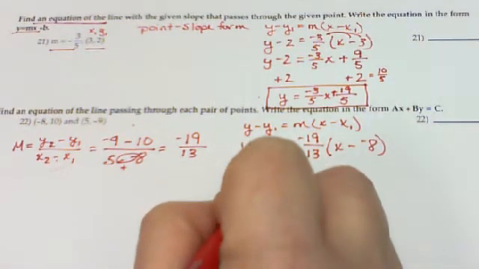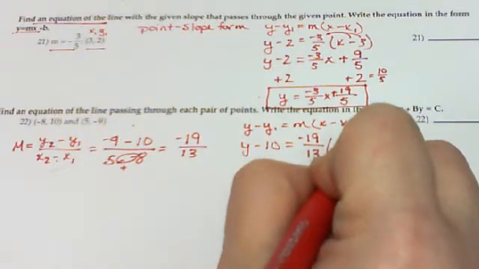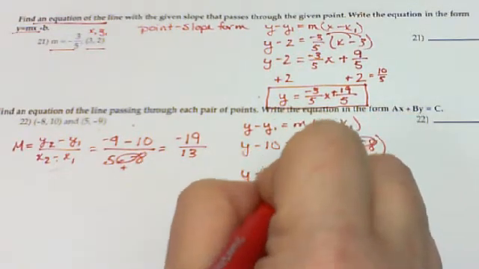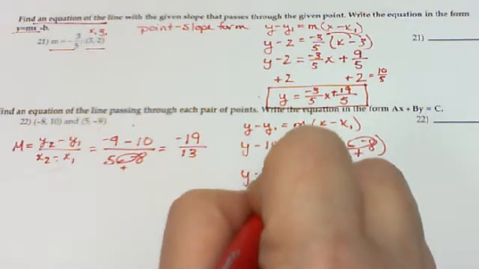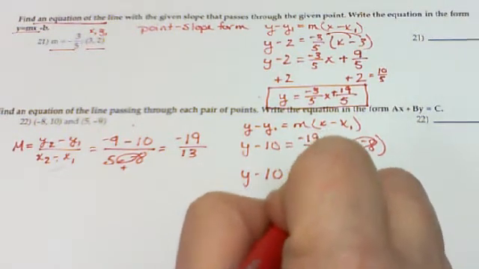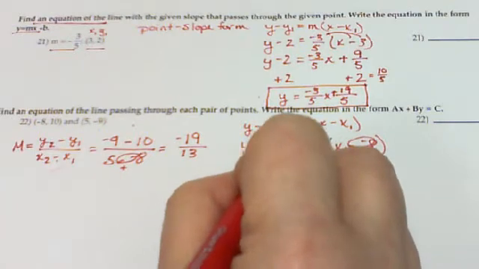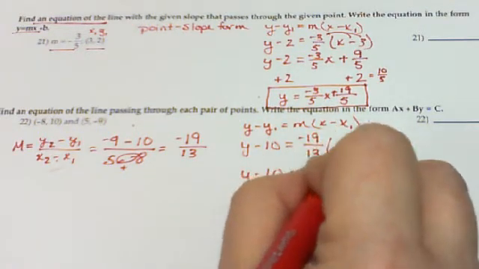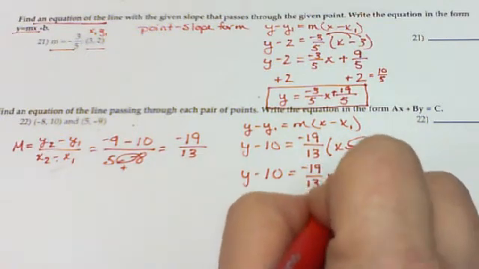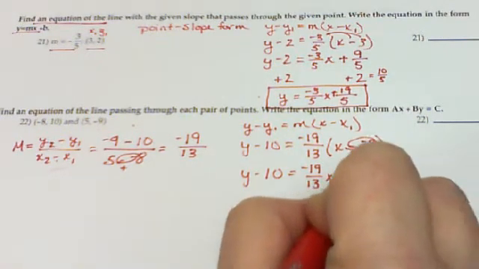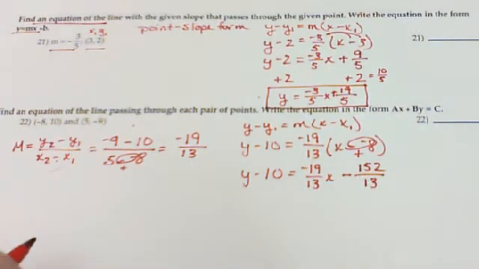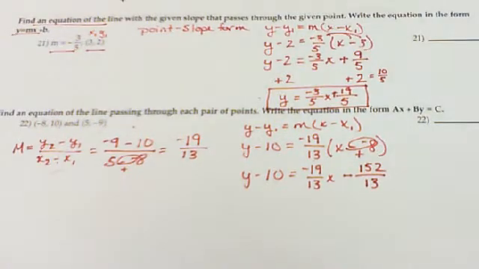So y minus 10 is equal to, over here, minus negative is the same thing as plus, so that's going to be a negative 19 over 13x. And then a negative times this plus will make it a negative. 19 times 8 is 152. Aren't you glad you have a calculator? Divided by 13.